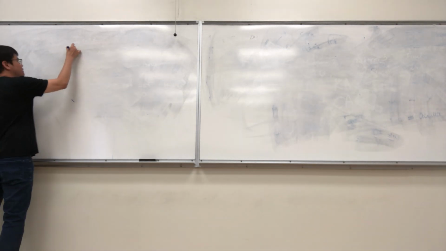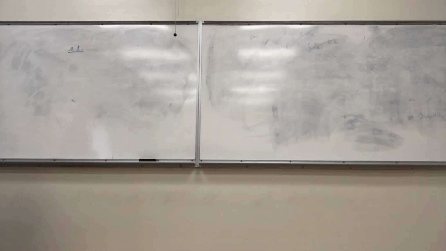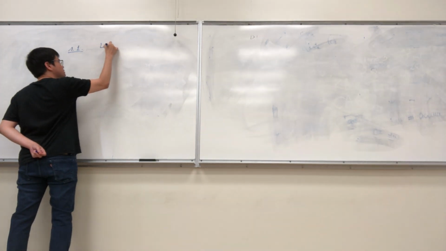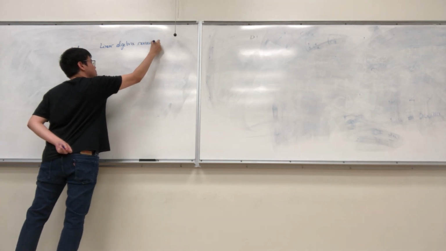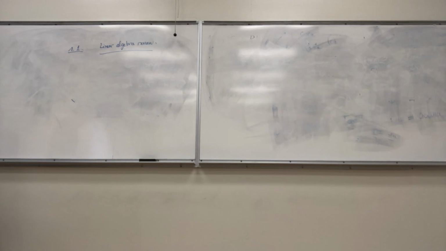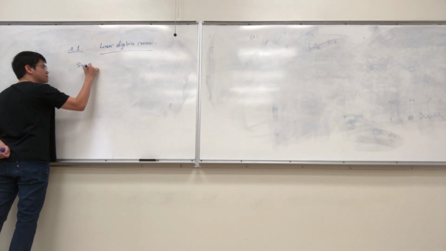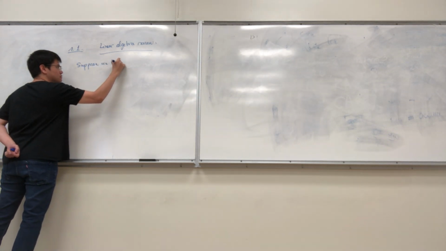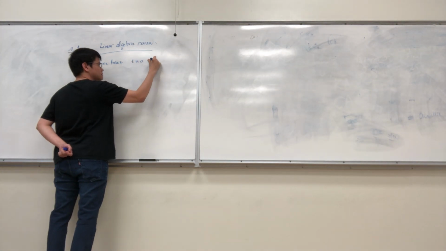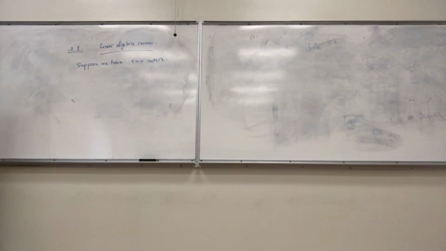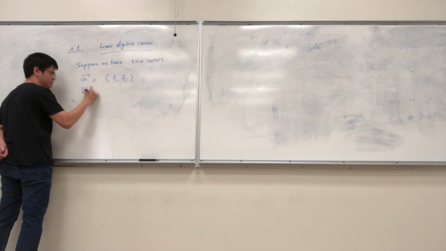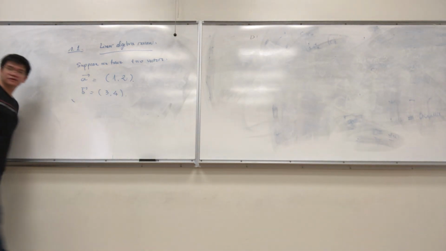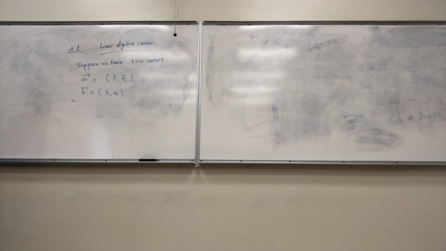All right, so first, 1.1, linear algebra. Suppose that we have two vectors. The first one is (1, 2), and the second one is (3, 4). All right? So what is the inner product of these two vectors?